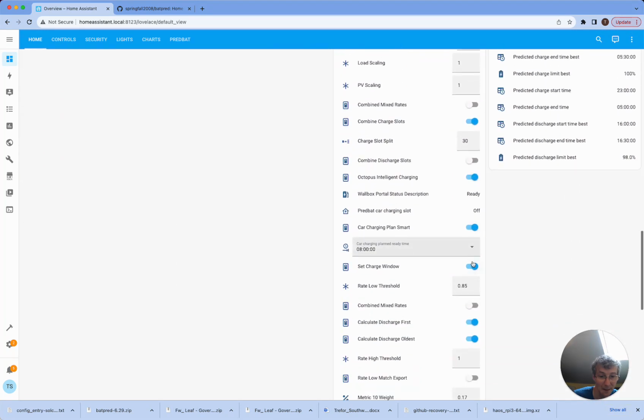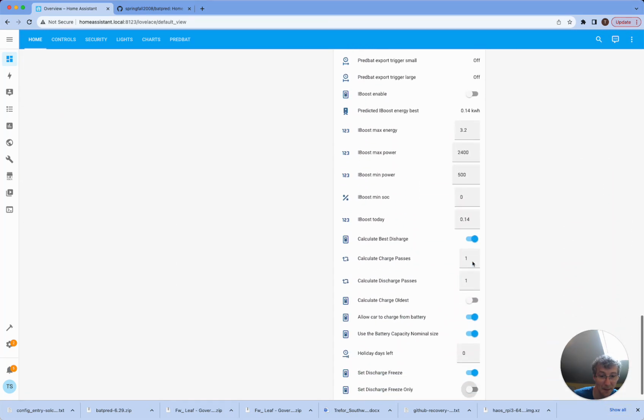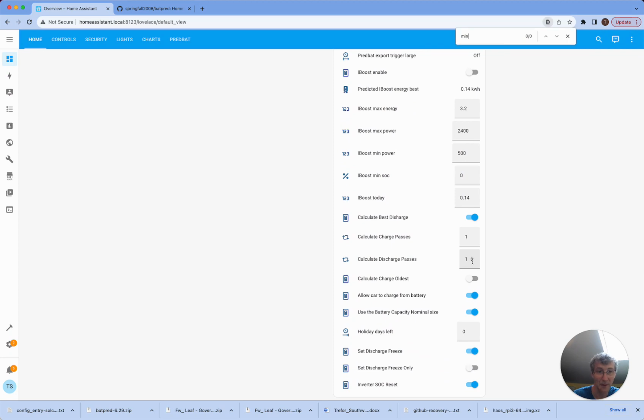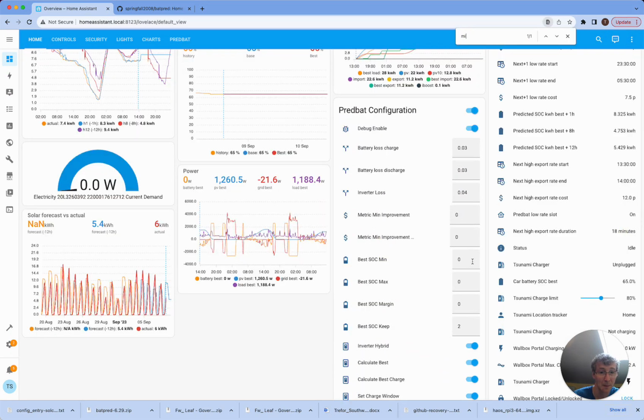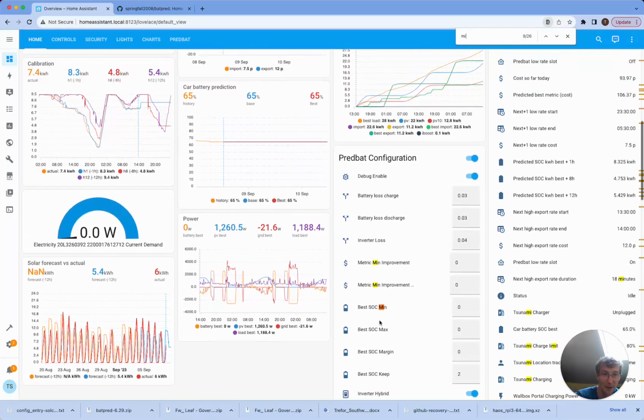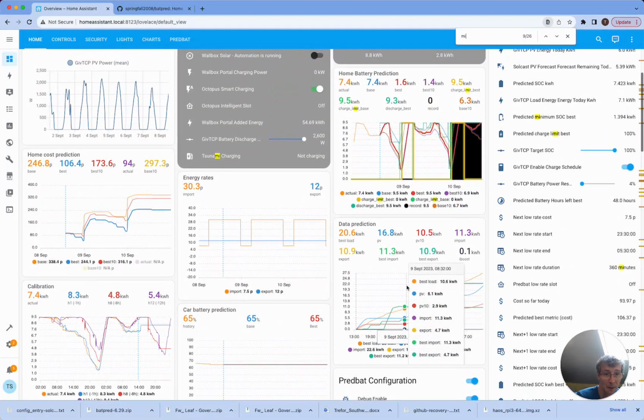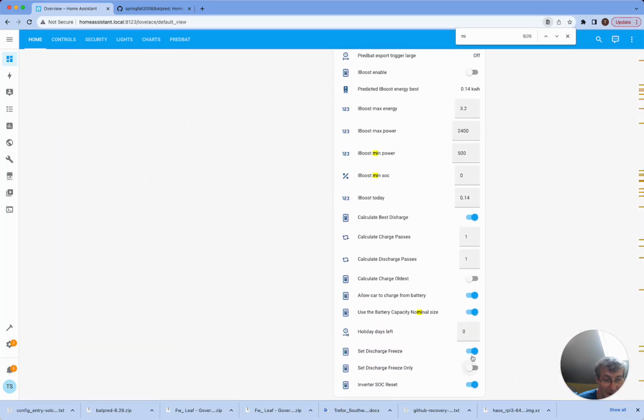So there is a minimum setting. Let me see if I can find it. Min. So we've got best SOC keep, so I'm keeping 2 kilowatt hours. So yeah, it's about that. So I'm going to just put my toggle back because I don't actually want it to do that.